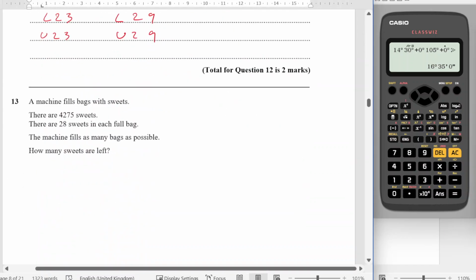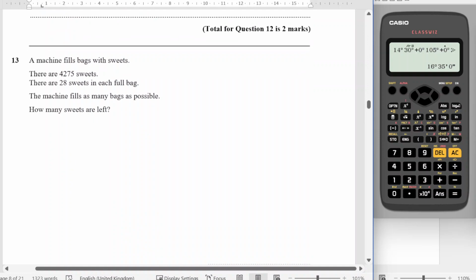Okay, question 13. A machine fills bags with sweets. There are 4,275 sweets. There are 28 sweets in each full bag. The machine fills as many bags as possible. How many sweets are left?